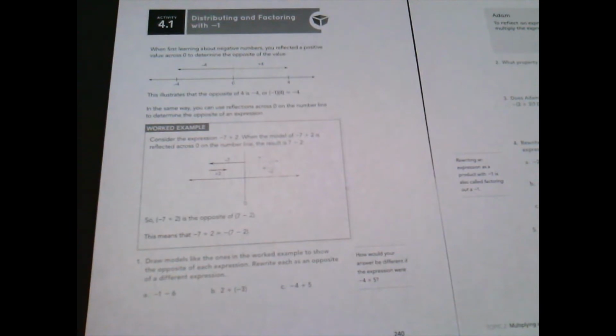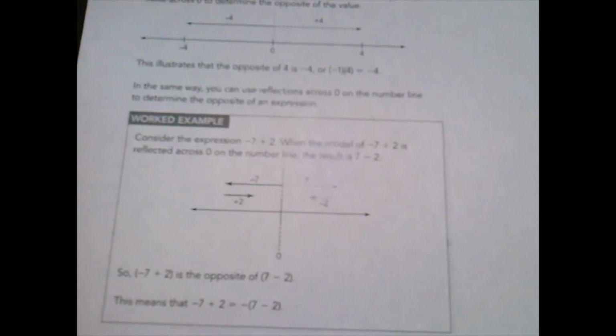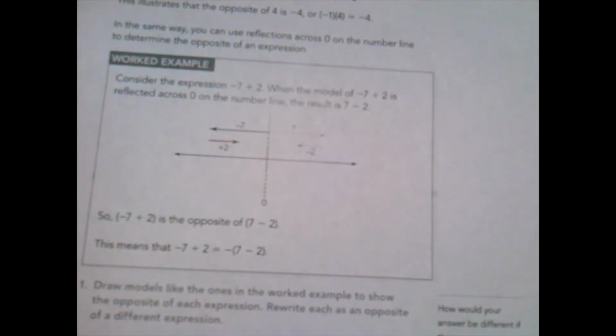Alright, so now we are on page 240. And as you can see, we are going to be distributing and factoring with negative 1. Now, we've already gone over that the opposite of 4 is negative 4. The opposite of any positive number will give us a negative. The opposite of any negative number will give us a positive. Now, when we look at this example right here, the expression says negative 7 plus 2. Now, when we factor out a negative 1, that's the same thing as saying 7 minus 2.